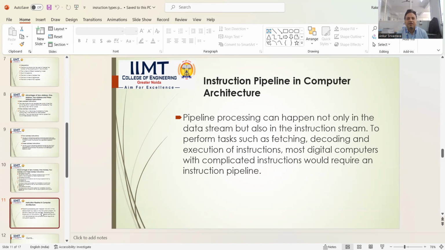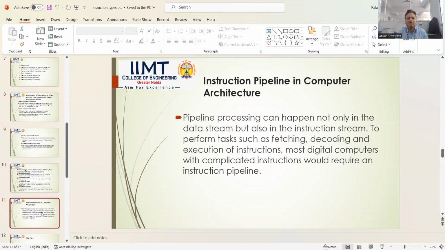Pipelining is divided into several parts. Let's suppose there are many parts such as SIMD, SISD, MIMD, MISD. SISD: single instruction, single data stream. SIMD: single instruction and multiple data stream. Similarly, MISD: multiple instruction and single data stream. MIMD: multiple instruction and multiple data stream.